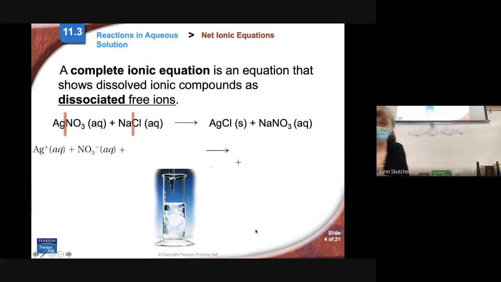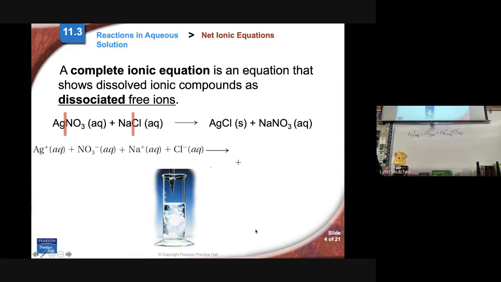So you have done it once. A complete ionic equation has all the ions on both sides, plus the precipitates. So I've got all my pieces, all right? Very fortunately, and this is also why it's used as a common example, one, it makes a precipitate, and two, all the charges are equal and opposite, so it makes it simple.